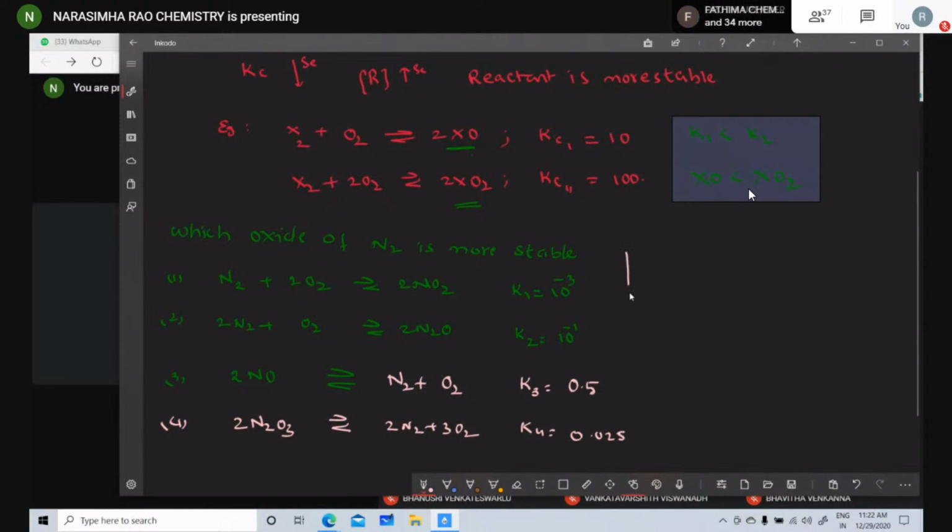So, okay, which oxide is more stable? You have to give the answer. Arrange them, second part. Arrange them in the correct order of their stability.